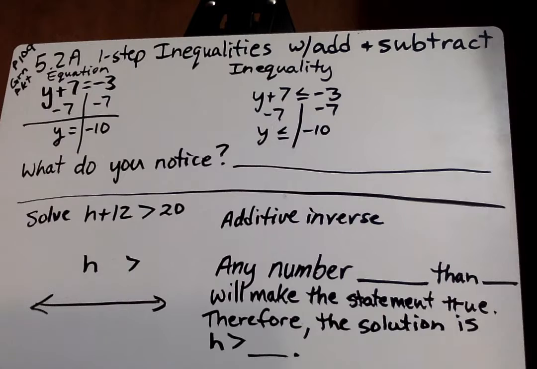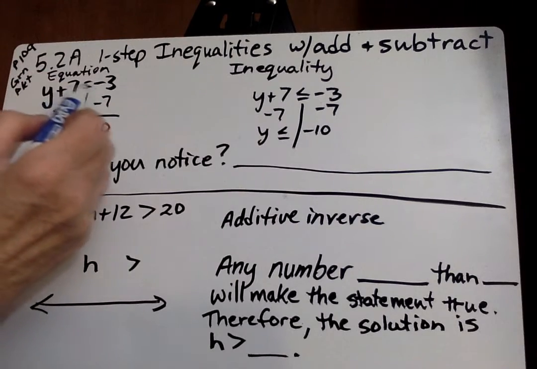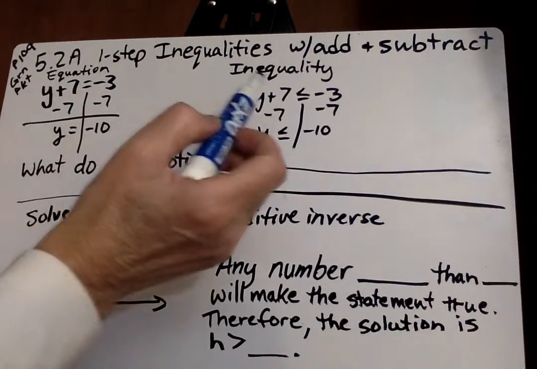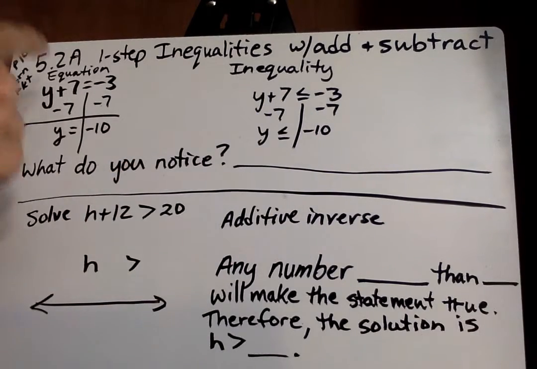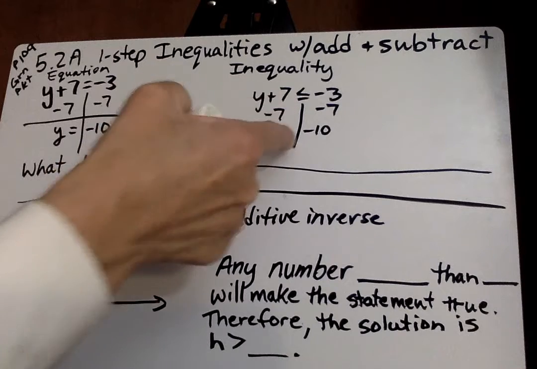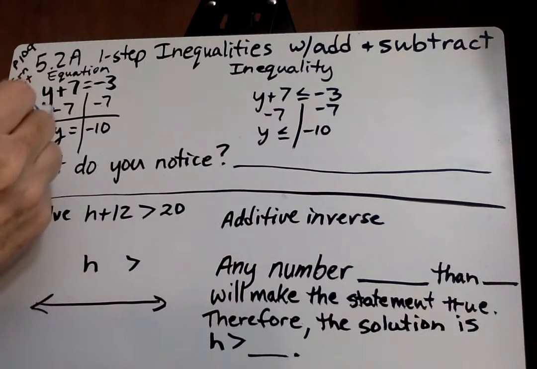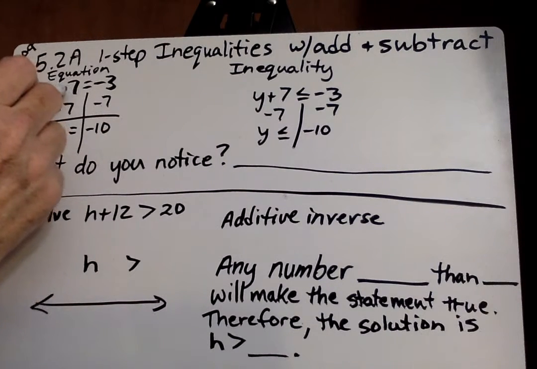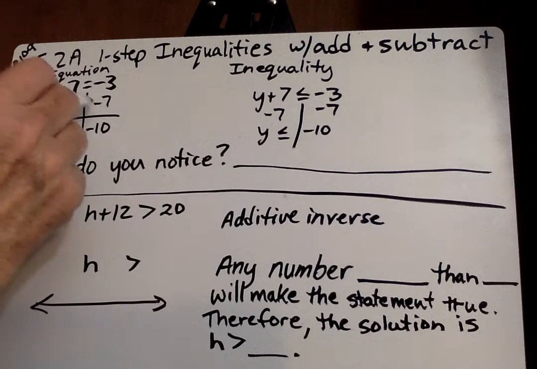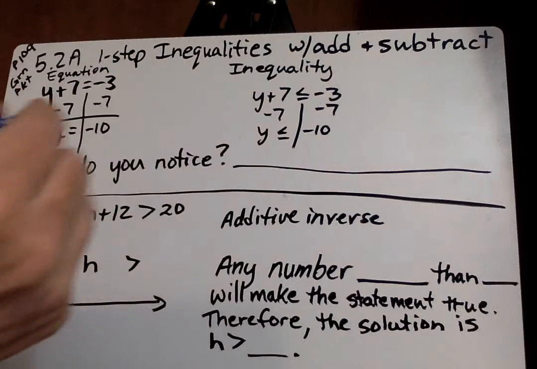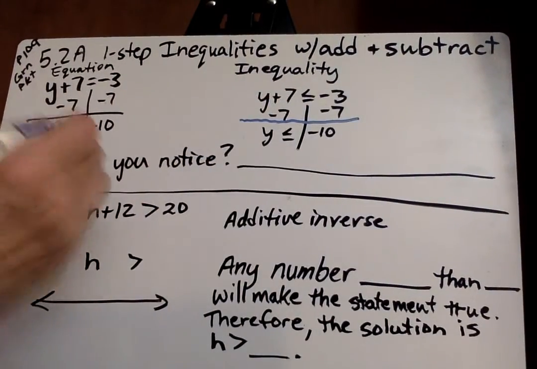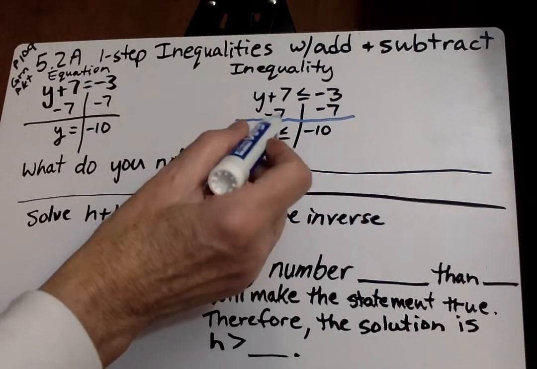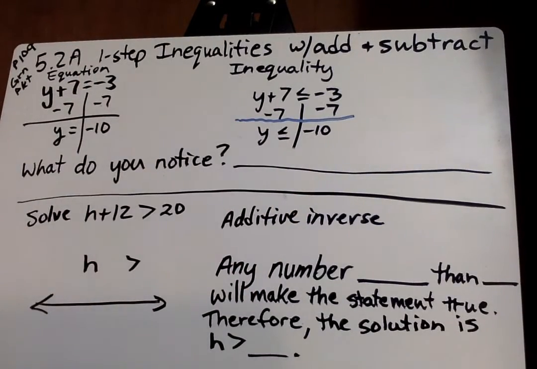So as we see here, we have y plus 7 equals negative 3, and we have y plus 7 is less than or equal to negative 3. So you still draw a line down the equal sign or the inequality sign. You still do the additive inverse. So to move 7 over here, we go minus 7, same as there. So here we get y equals negative 10. This, y is less than or equal to negative 10.